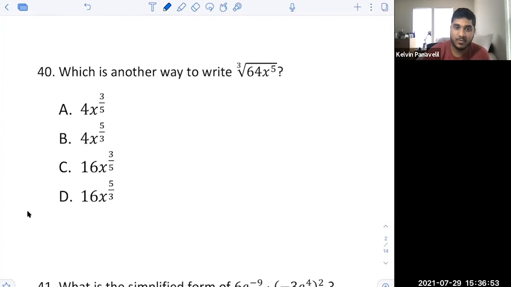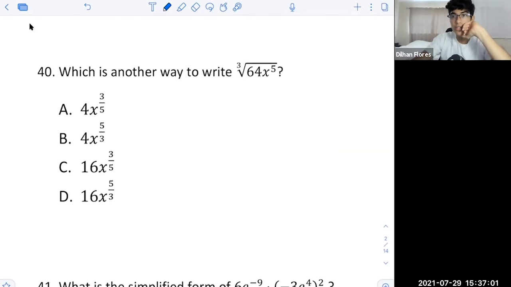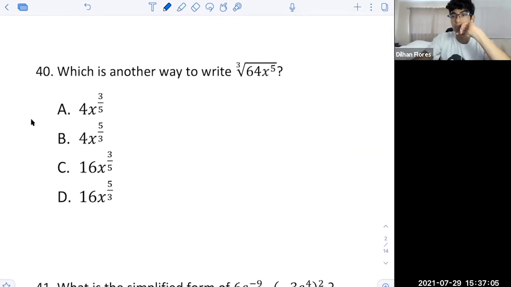Number 40, exponent rule, right? So, Dylan, you want to walk us through this one? Yeah, absolutely. So we have the cube root of 64 times x to the 5th.